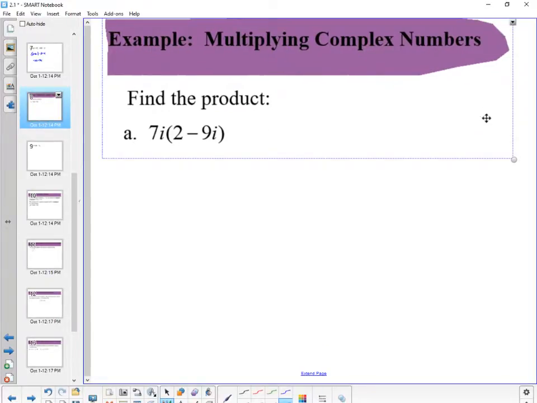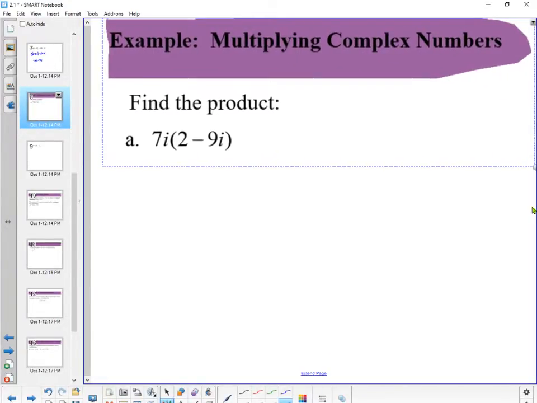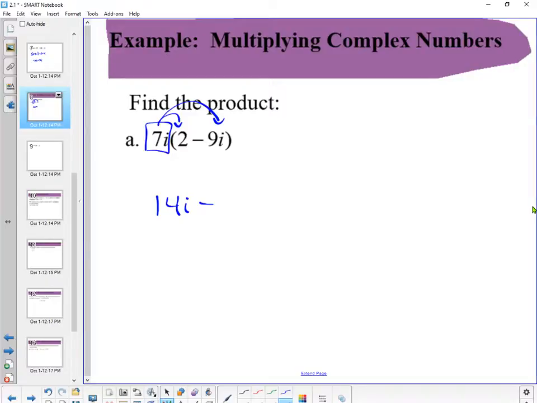Okay, multiplying. Which property am I going to use for multiplying? The distributive property. This is going to give me 14i. This is going to give me negative 63i squared. Uh-oh. i squared equals negative 1. So I'm going to get 63 plus 14i.